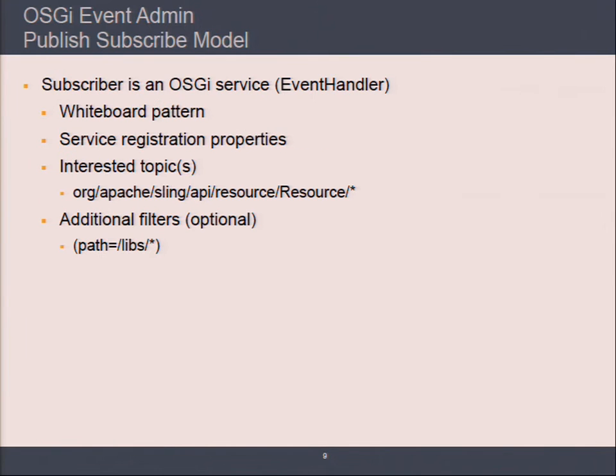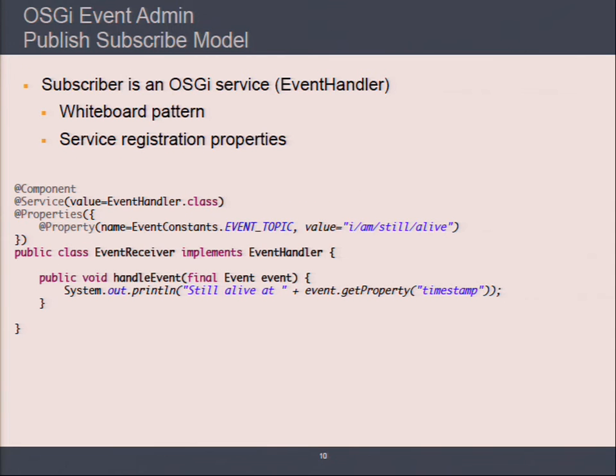On the receiving side, you can subscribe to the OSGi events by implementing the event handler service. This is using the whiteboard pattern. So you just register your handler with some registration properties, like in which topics you are interested. You can use additional filters, and then the event admin calls you whenever such an event occurs, and you get notified of the event. And again, just a simple example for doing this is here. So you implement the event handler interface, a single method named handle event. You get the event object, and then you can get the properties. So for my I'm still alive event, you register this event handler with the topic I'm still alive. So you're interested in this topic, and then you can get the timestamp from the event object. So it's pretty straightforward, publish subscribe model.